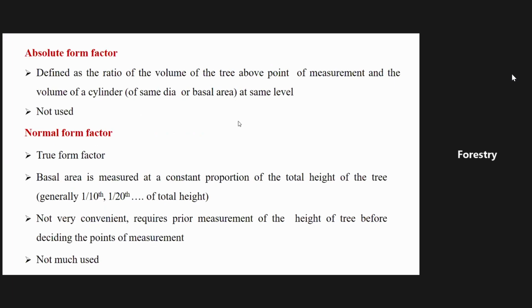Next, these two are not as important as compared to the artificial form factor. The absolute form factor and normal form factor will not be used in calculation of tree volume. Only the artificial form factor will be used.